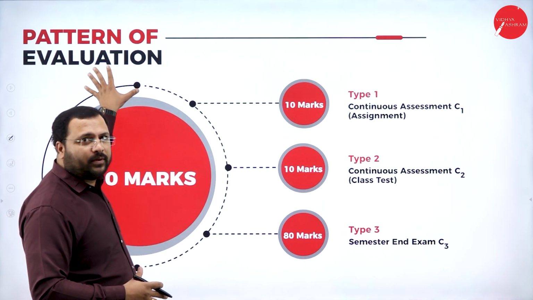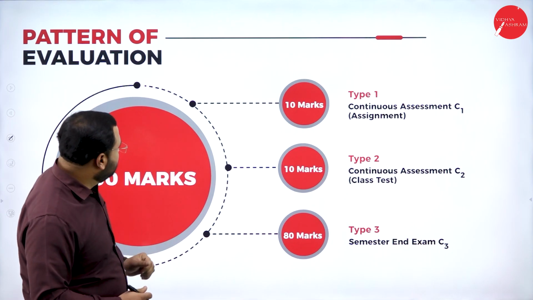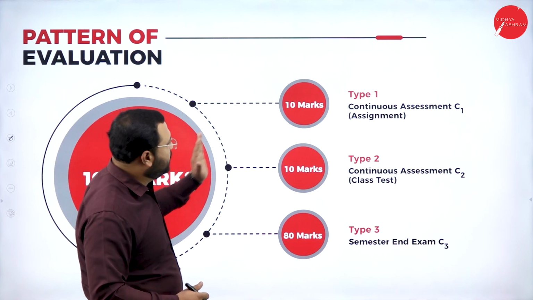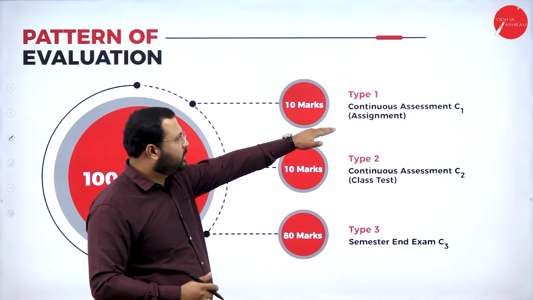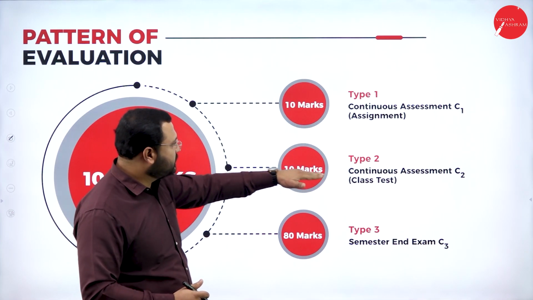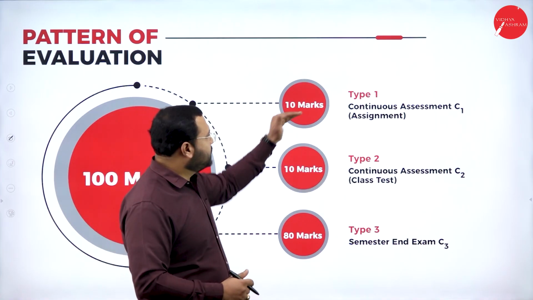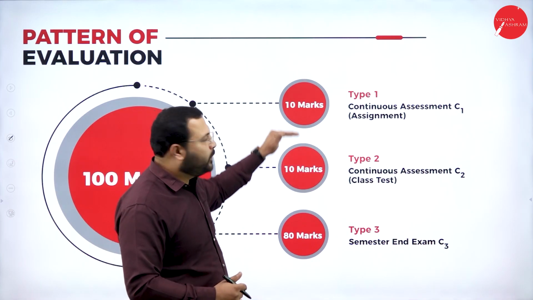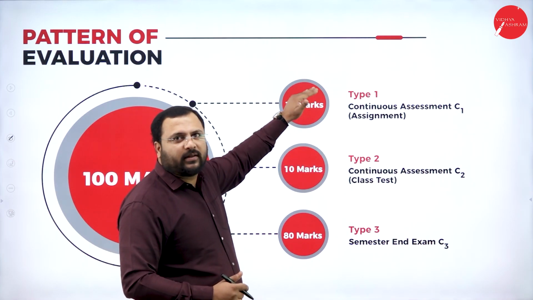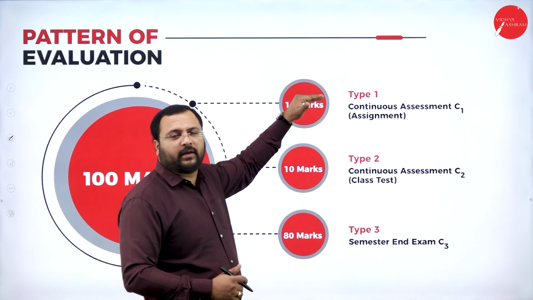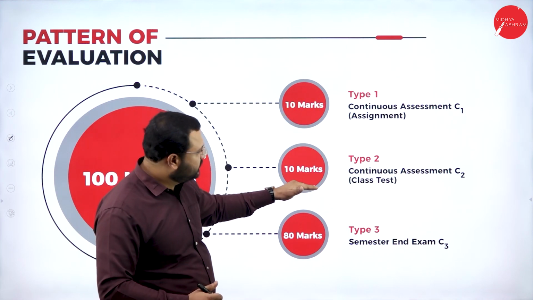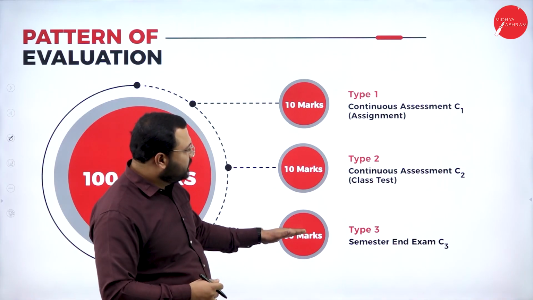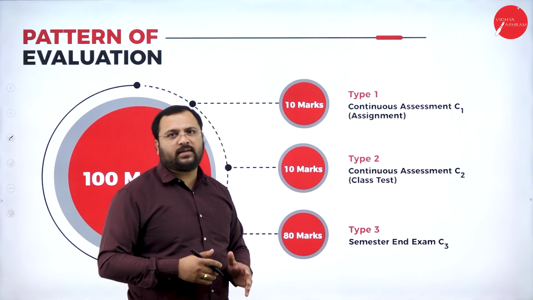How are you evaluated after the semester? The total marks you have for this paper is 100. And this 100 is divided into 10 marks continuous assessment C1 assignment, 10 marks continuous assessment 2 class tests, assignment or class test. You know how we do it in the college? We conduct the C1 test for 30 marks, then reduce it to 10. Same goes with this along with the assignment. Now 80 marks is the semester end examination, that is C3.